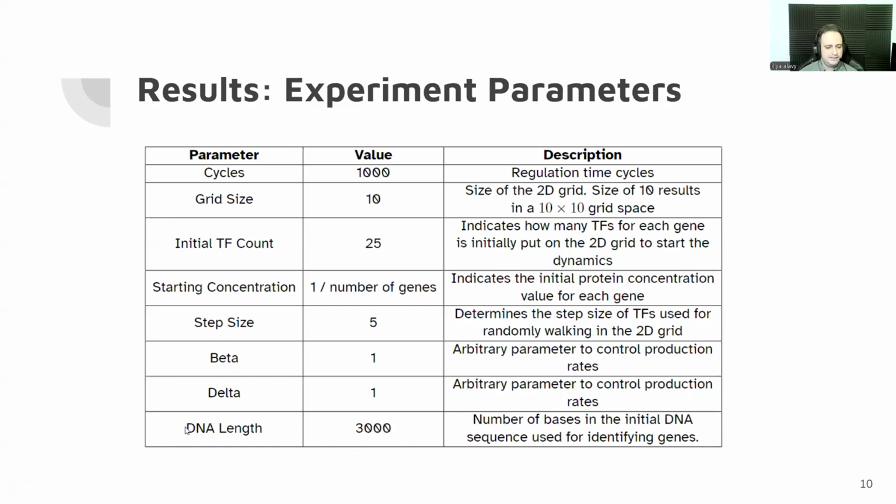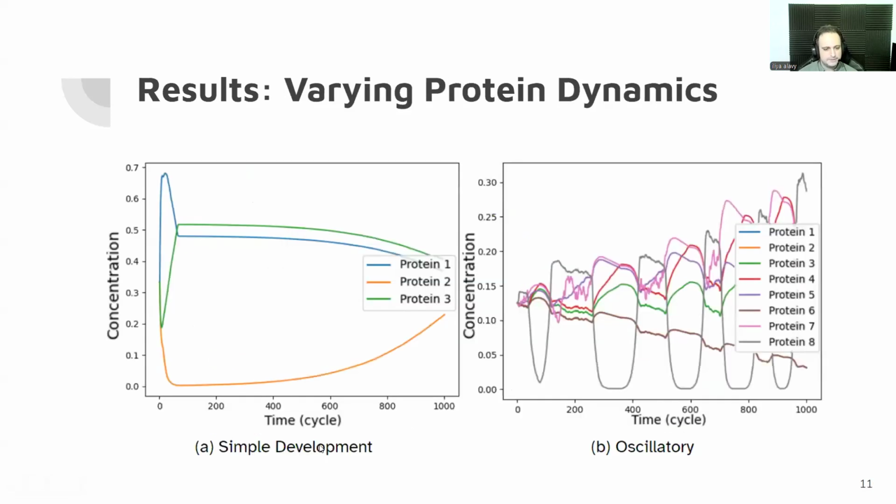And the DNA length that we used, and this is the DNA length, basically means the DNA sequence that we randomly generate for each of these models, and then we identify genes from this DNA sequence. So the whole length of that is 3,000 bases. So once a system is randomly initialized, it can produce varying protein dynamics.